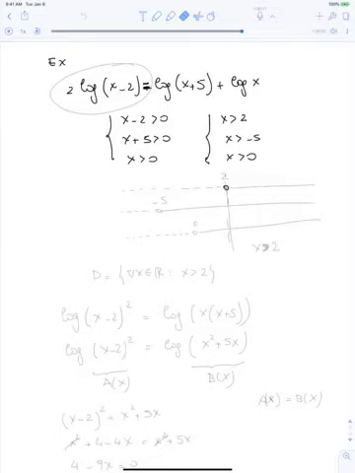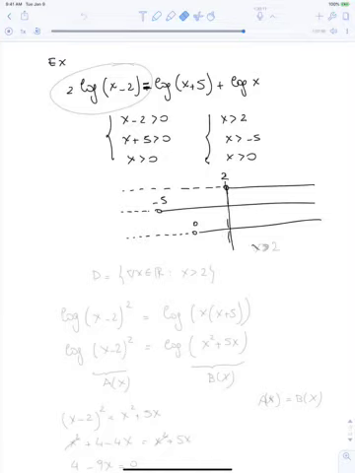If you want a graphical interpretation, this is going to be 2, this is going to be minus 5, and this is going to be 0. It's not really on scale, but the first expression is going to be verified when x is greater than 2 and not verified otherwise. The second expression is going to be verified when x is greater than minus 5, and the third expression when x is greater than 0. So all these expressions are going to be verified when x is greater than 2.